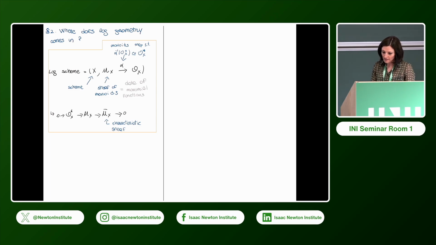scheme? This is something that in the end we can think of in fairly simple terms. In fact, it's just the data of an honest scheme plus a sheaf of monoids, which comes with a map to the structure sheaf, which respects the monoidal structure. And we ask that the invertibles in the monoid are precisely the invertibles in O_X.